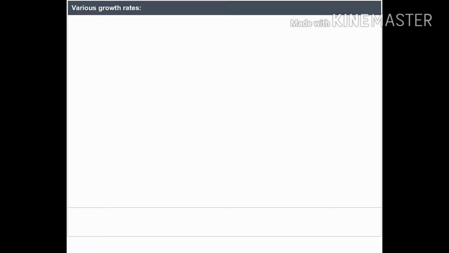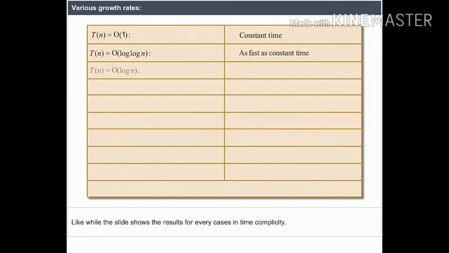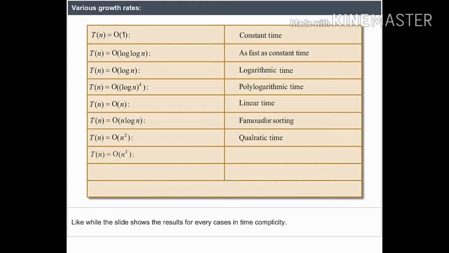Various growth rates. The result shows the relationship between the mathematical and functional expressions. If T(n) is equal to O(1), then it should be constant. The slide shows the results for every case in time complexity.